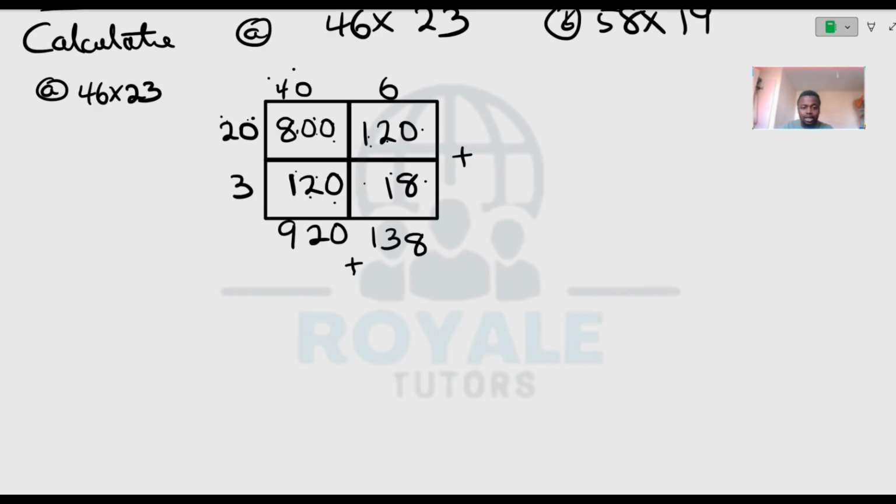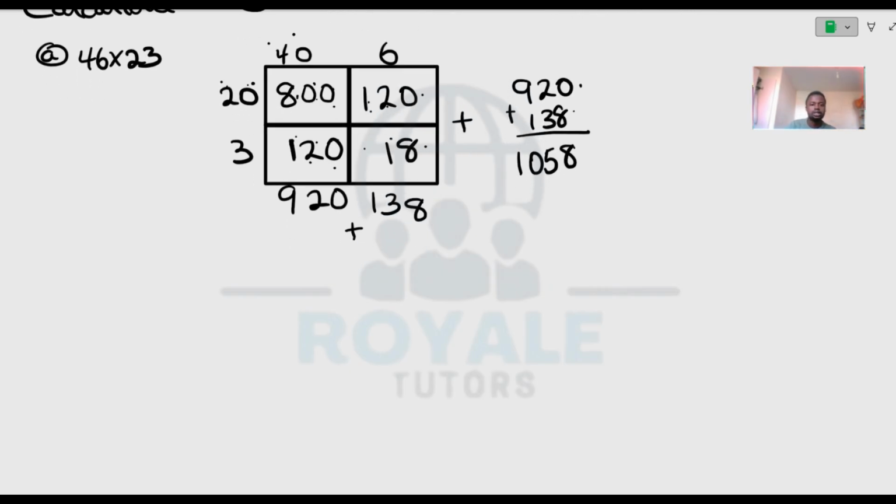The next thing is to add together these two. So you might need to go back to your column addition this way. Then you add them. You have 8 plus 0, that's 8. 2 plus 3, that's 5. 1 plus 9, that's 10. So the multiplication 46 times 23 is equal to 1058.